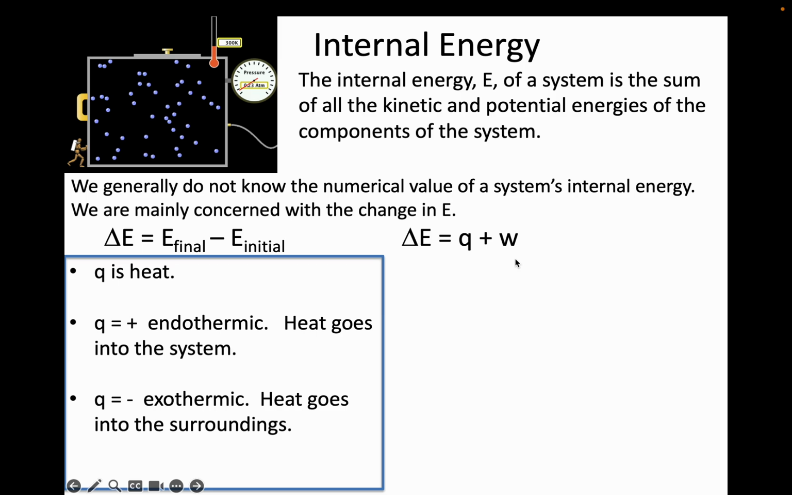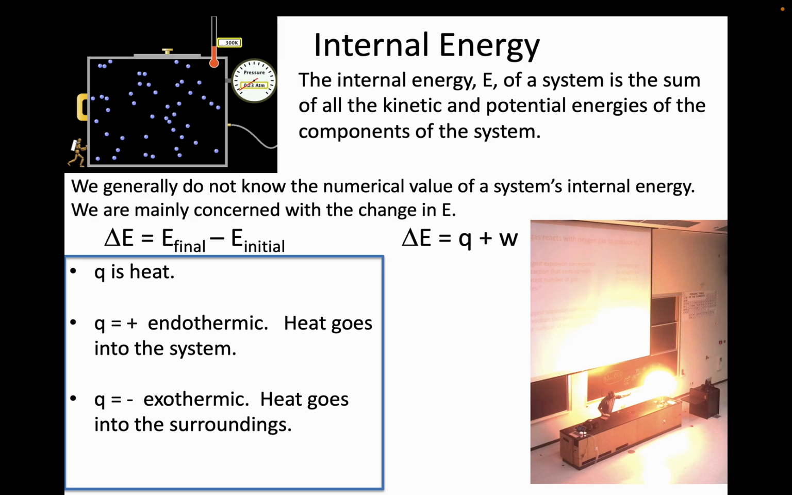Looking at the heat first. Our symbol for heat is Q. When Q is positive, we describe that as being endothermic. Heat is going into the system from the surroundings. When Q is negative, we call that exothermic. Heat is going into the surroundings. It's leaving the system and going into the surroundings. An explosion, kaboom, this is going to be exothermic. Heat is going to be leaving the system, the balloon, and going into the surroundings.